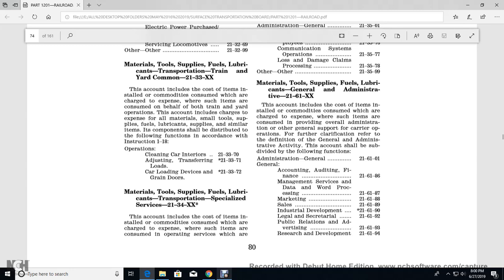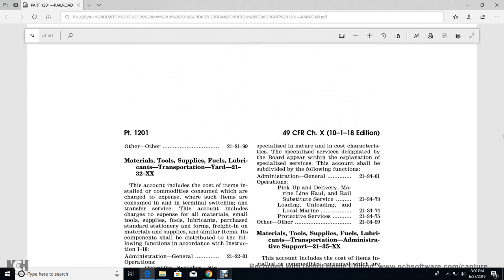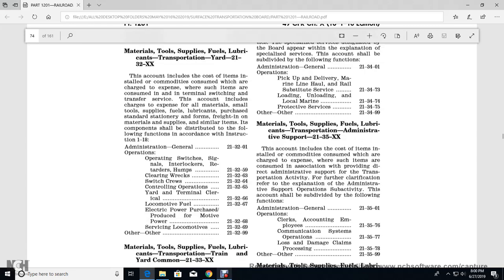Asterisk. The account includes the cost of the installed commodities consumed, which are the charge of the expense of such items consumed, the operating services which are specialized in the nature or the character for the specialized service, the designated of the board, appear with the explanation for the specialized service. The account shall be subdivided with the following functions: administrative, the general of the operation, pick up the delivery, the marine line haul of the railway, substitute service, the loading on local marine, protective service, the other marine, tool supply, fuel, lubrication, transportation, administrative support 2135 double X.